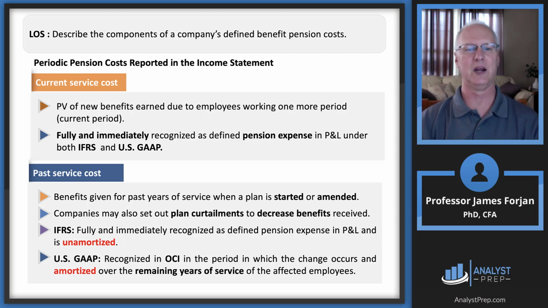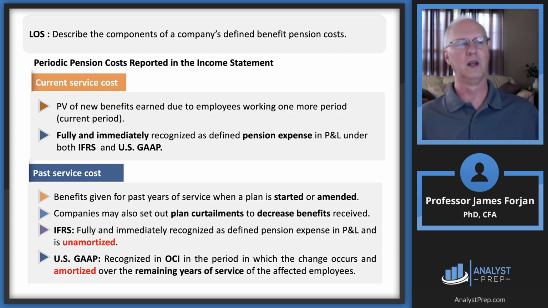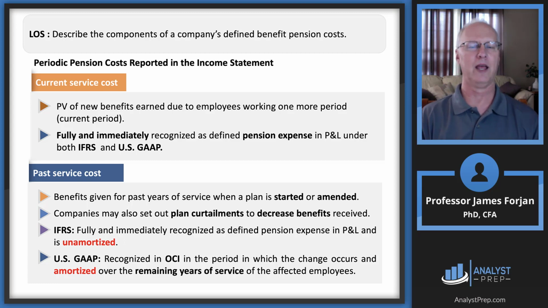Look at the second arrow point. Companies may also set out plan curtailments. That doesn't sound good, right? Do you remember that great Seinfeld episode where they were going to reduce the water flow in the shower heads, and Kramer looks at the guy and says, that doesn't sound good, right? So plan curtailments are going to be something like, they'll tell me, hey, Jim, remember we were going to pay you $100,000 a year, but well, now we're only going to pay you $30,000 a year.